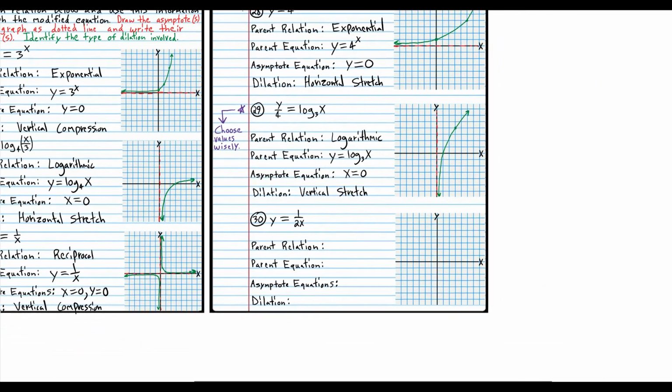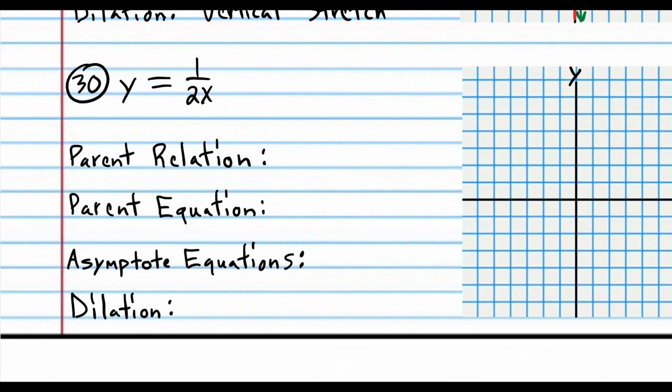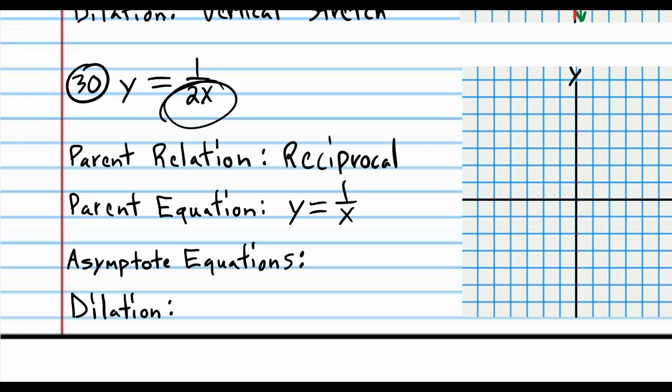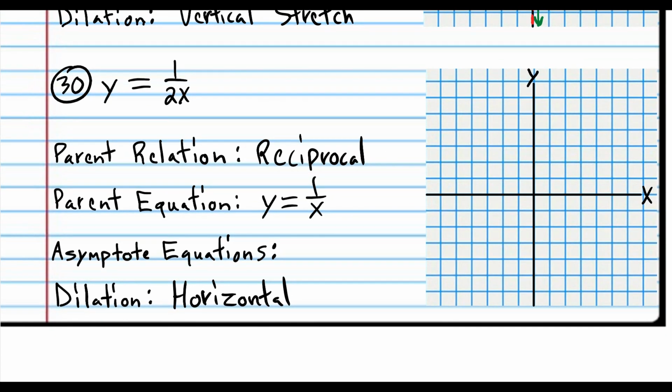All right, we're back. So we have a variable in the denominator of a fraction, so it's going to be the reciprocal relation that we're going to use as the parent relation. And the parent equation is going to be y is equal to 1 over x. And we're doing something to x up here, so it's going to be a horizontal dilation. But what type of dilation? Is it going to be compression or stretching? We're multiplying x, so it's going to be a compression.